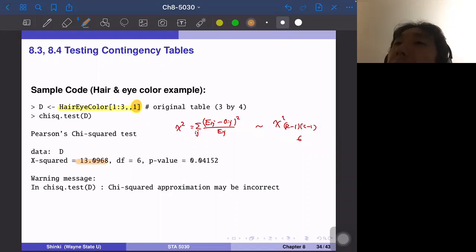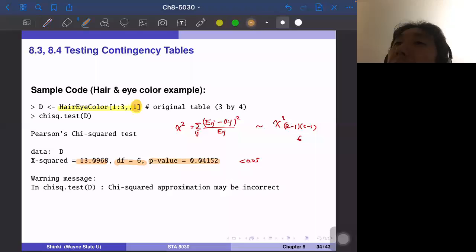R calculates all the chi-square statistics within the function automatically, and the degrees of freedom is here. Then the p-value: you can use the pchisq function to calculate it, but R does that automatically. The p-value is 0.04. If the significance level is 0.05, we reject the null hypothesis. Maybe it's on the boundary, but still we reject. So we can say that hair color and eye color are somewhat related.